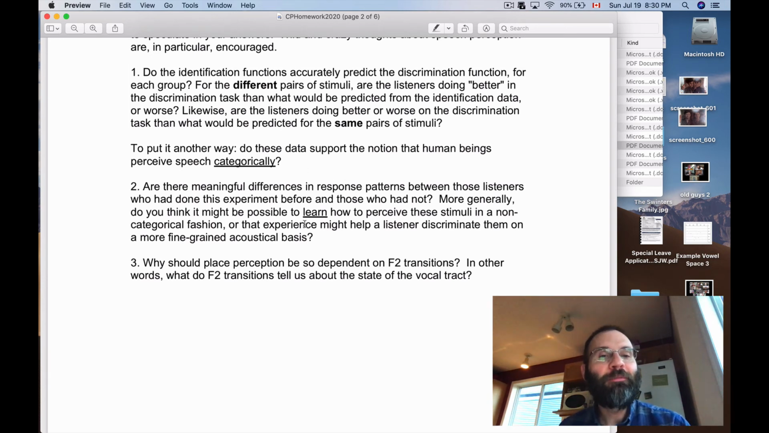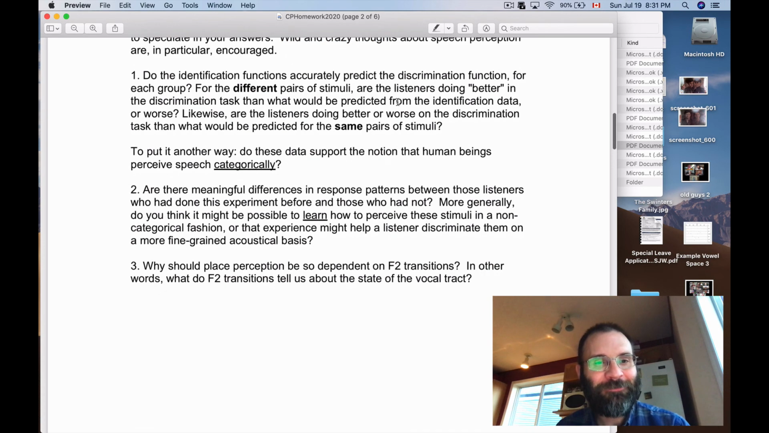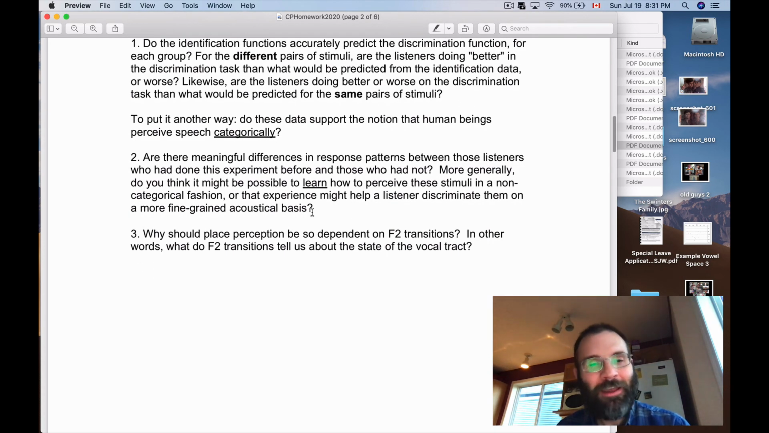Number 2, are there meaningful differences in response patterns between those listeners who had done this experiment before and those who had not? More generally, do you think it might be possible to learn how to perceive these stimuli in a non-categorical fashion, or that experience might help a listener discriminate them on a more fine-grained acoustical basis? So this is where you can start throwing in some wild and crazy thoughts. I'm happy to hear them. It's always fun to think about speech perception from a new perspective. Or you can just matter-of-factly let me know precisely what you think. Either way. And thirdly, a reminder question: why should place perception be so dependent on F2 transitions?